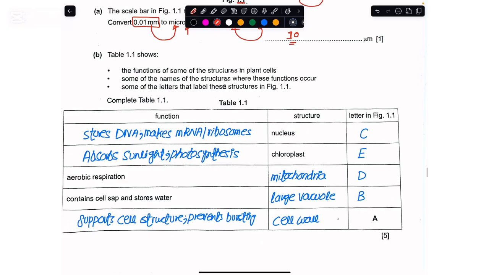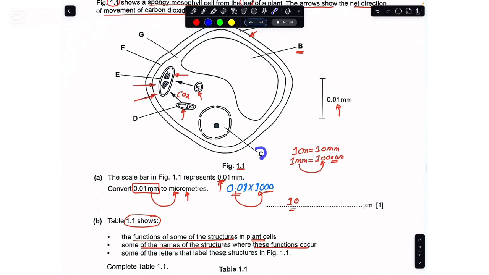Now I have explained everything that they are asking in the B, and they say that table 1.1 shows the function of some of the structures in the plant cell. And here you see they have given you the functions. And these are some of the names of the structures where these functions occur. So here they have given you the name of the structures where these functions are actually being accomplished. And then in the last section of the table, they have given you the letter from figure 1.1.